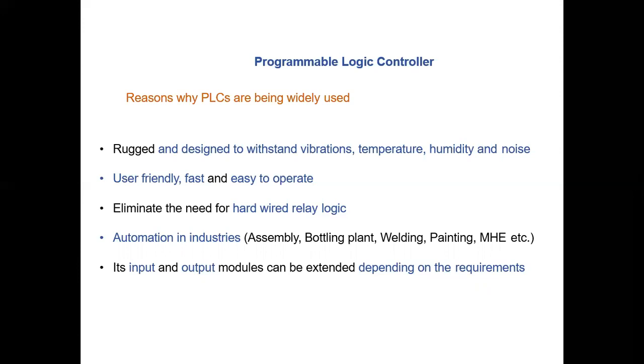Then automation in industry, like assembly, bottling plants, welding plants, painting, and many other automation industries. Its input and output modules can be extended depending on the requirements. One of the best advantages of the microprocessor is that we can add input and output modules with respect to particular requirements.